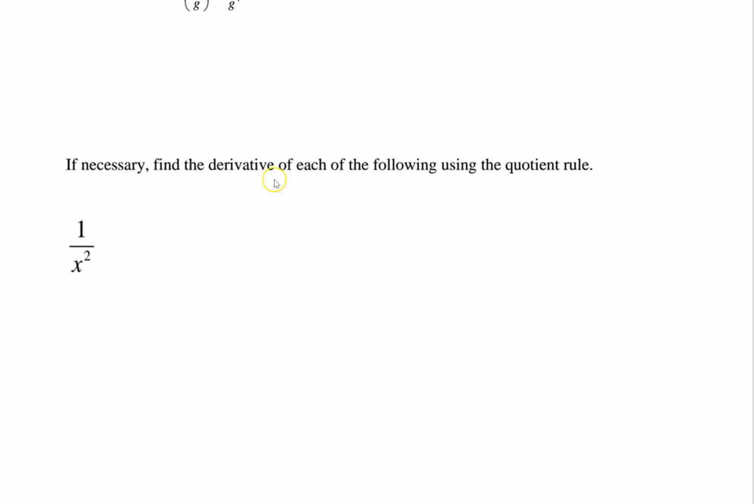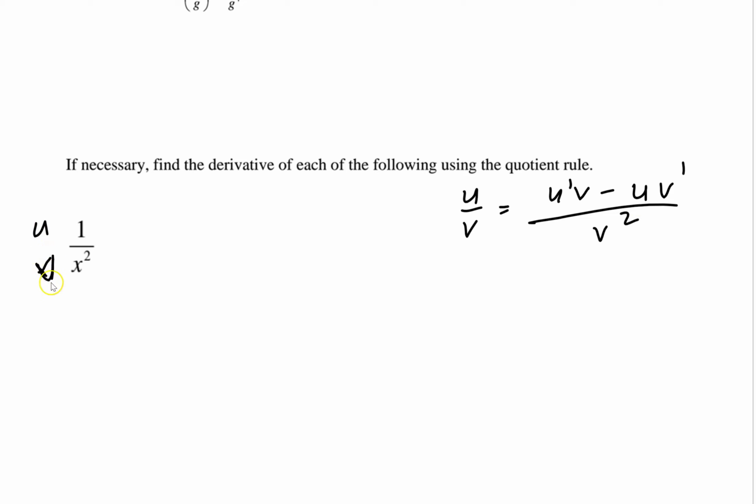If necessary, find the derivative of each of the following using the quotient rule. So if you look at this first one here, right? If I was doing the formula, which I'll write right here, using u over v in our formula sheet, that would basically just be the derivative of the top, u prime, v minus, switch it, u times v prime, all over the bottom squared. Right? So this would be my u, this would be my v.